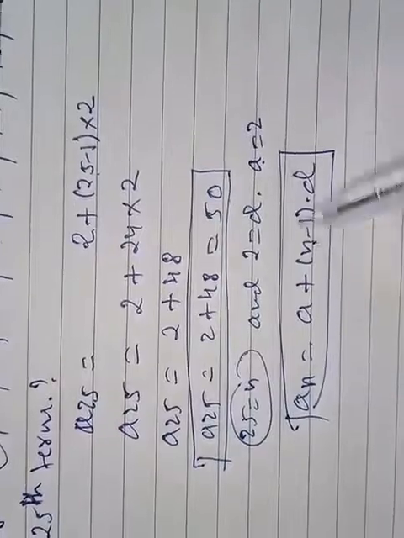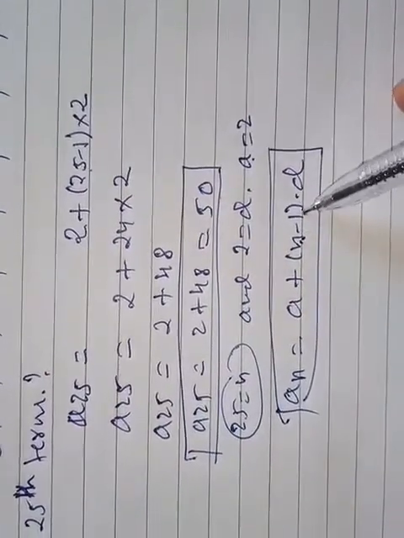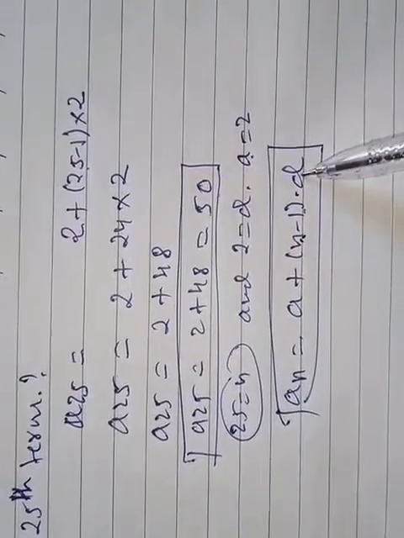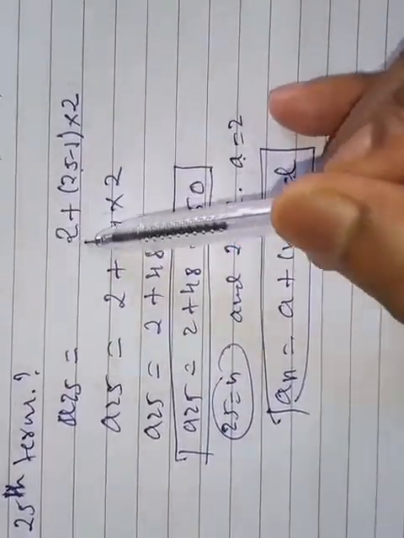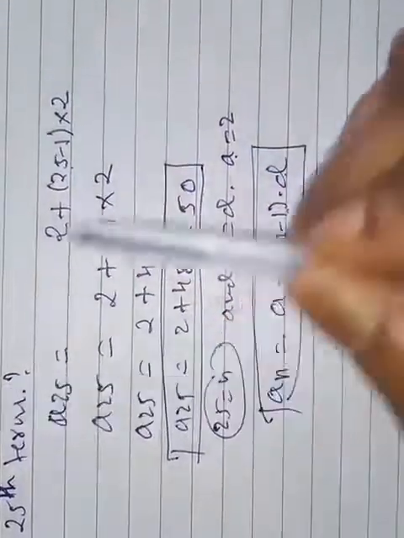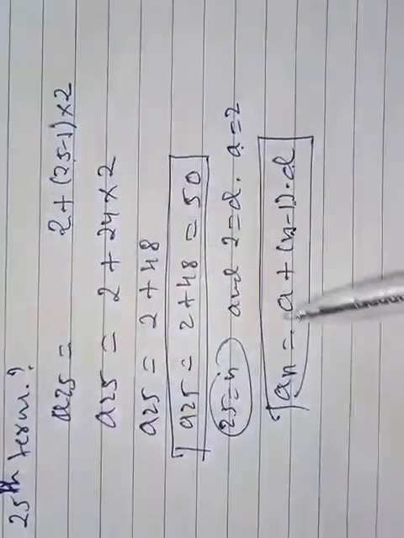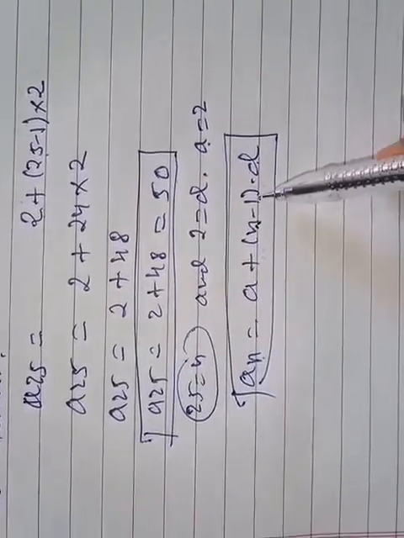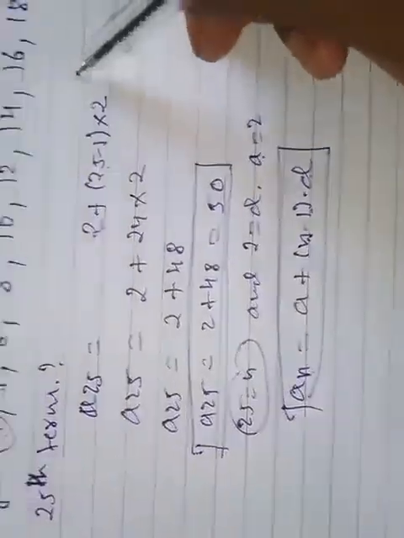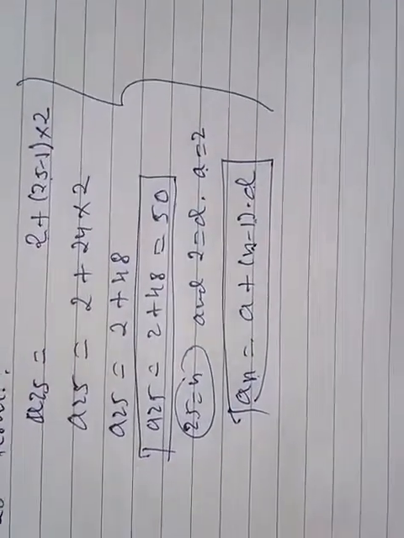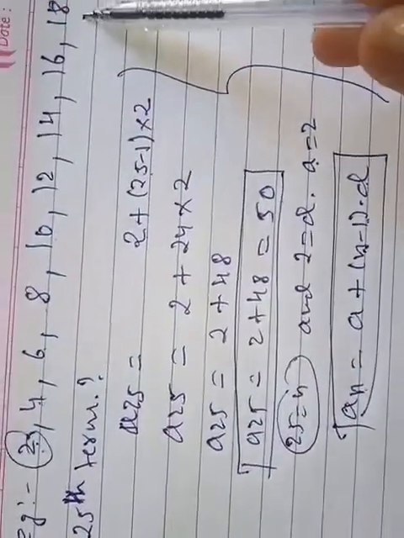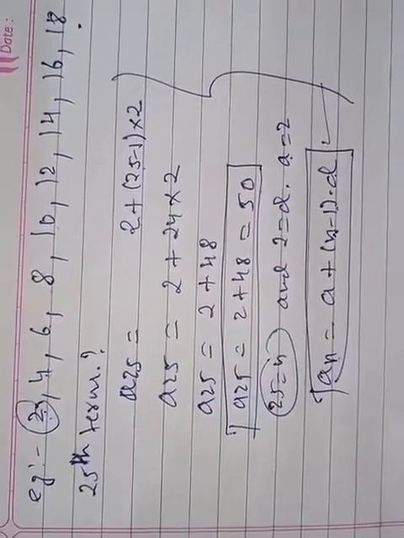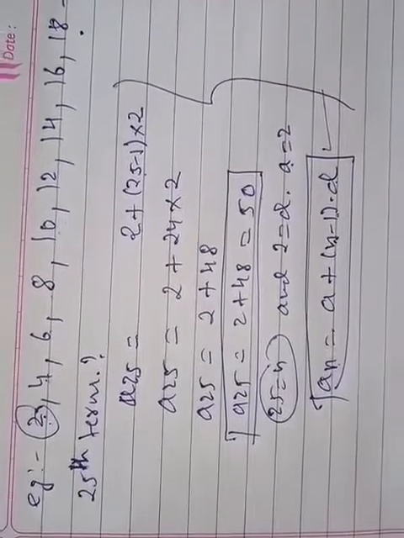You put here n, so n is 25, so n minus 1. The 2 was the common difference, you wrote it as d. This you wrote as a, which is 2 here, which was the first term. So your formula becomes an is equal to a plus n minus 1 into d. Now from this you understood where this formula is used. This formula is used to find out the value of any given term in the series.